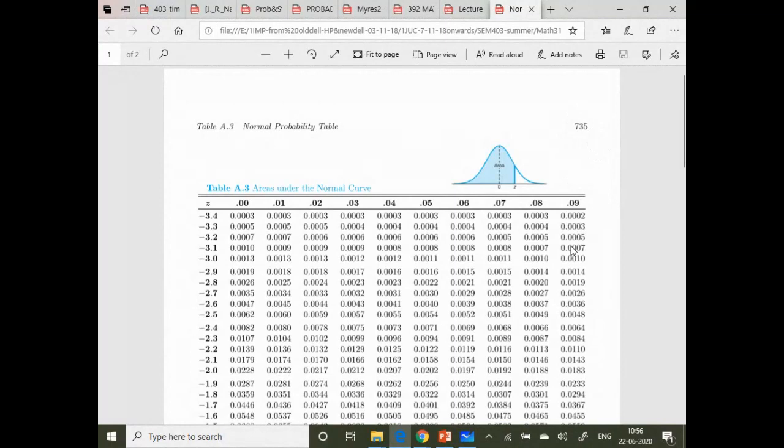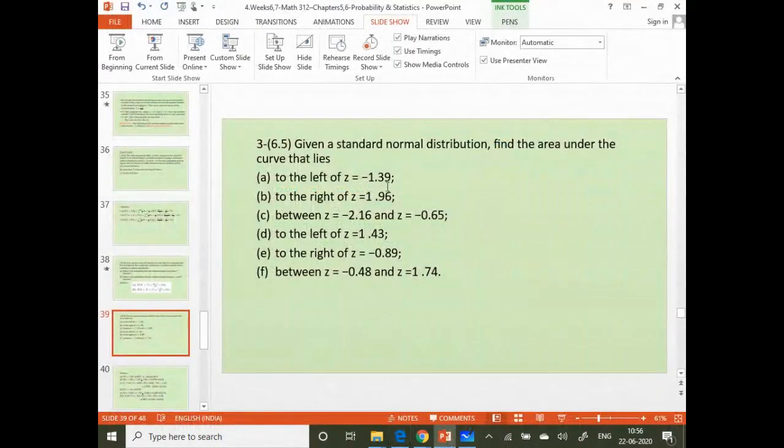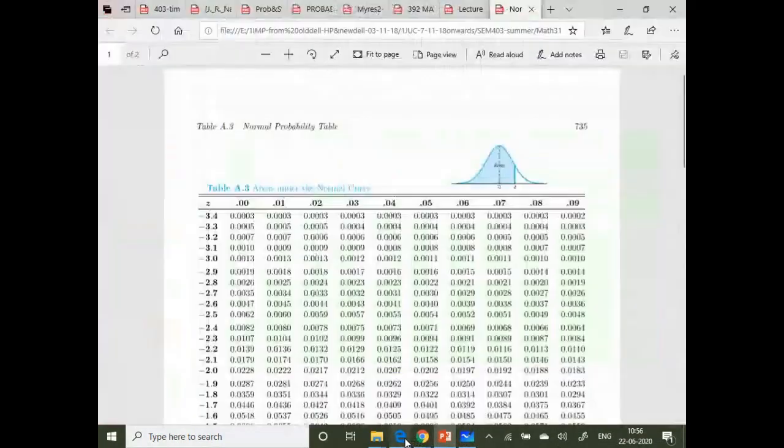Okay, let's find what is the value we are looking for. Z is negative 1.39. Calm down, we'll take it. Negative 1.39. You remember it? Negative 1.39. I'm going to the table again.